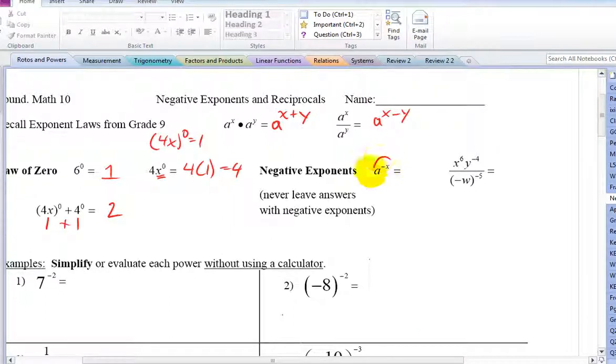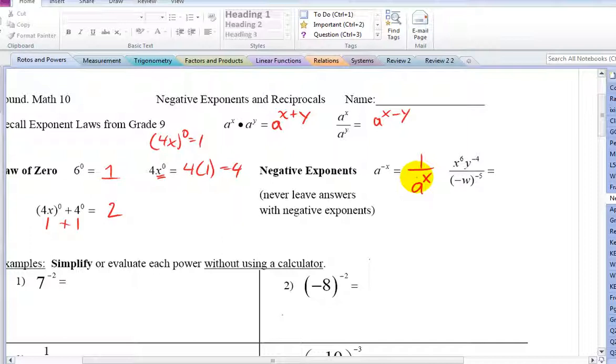So if we have a negative exponent, that's a big no-no. Never leave answers with negative exponents. We have to make the exponent positive. How do we do that? It's the flipping rule. We change it into a fraction, okay, and we move the base with the negative exponent down below. So it doesn't mean we have a negative answer. It means we have a fraction.